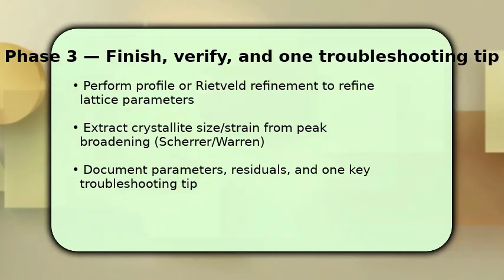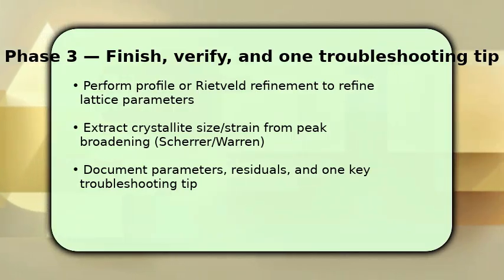Once done, analyze peak broadening to estimate crystallite size and microstrain using Scherrer or Warren models, and record fit residuals and uncertainties. Make sure to validate results against multiple reflections.